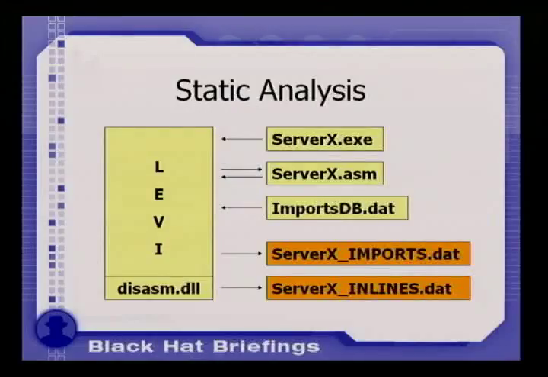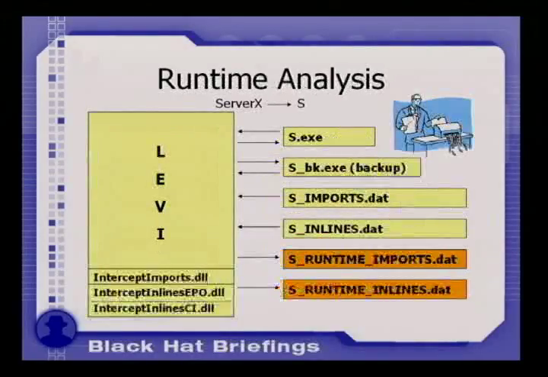So here's what it looks like at a high level statically. Whatever you're auditing, serverx.exe, any type of PE file, it can be a DLL or system file. And it produces two files suffixed with imports.dat and inlines.dat. And then the runtime analysis is really what is useful here. It takes those two static files, and then at runtime, when the user's using the program, or whenever, if you're using it, it'll create two files, runtime imports and runtime inlines.dat.